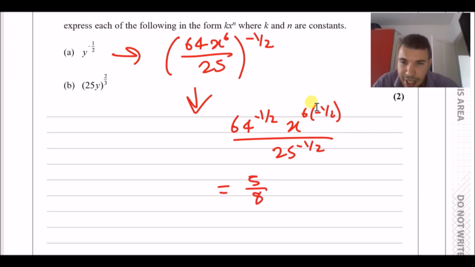Now, as for the 6, you just multiply the power. So 6 times minus a half. If you do that, you get x to the minus 3. Okay, so that's A done.